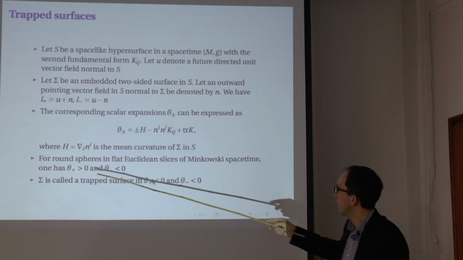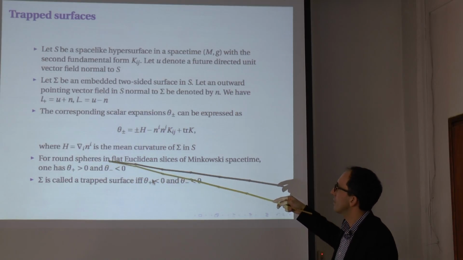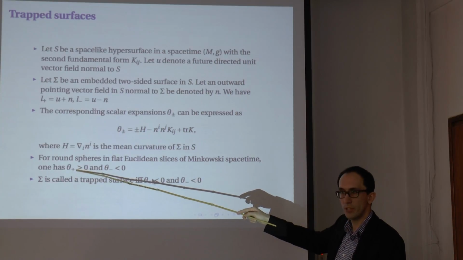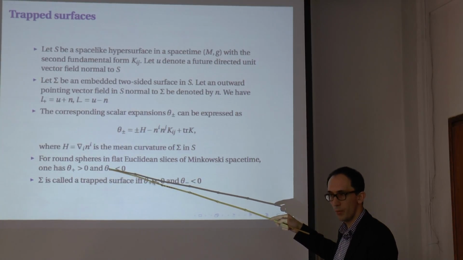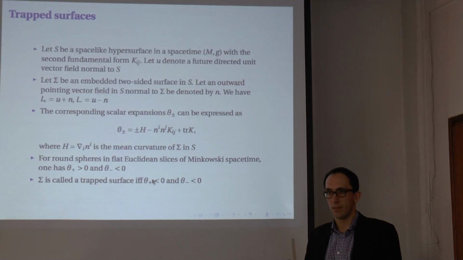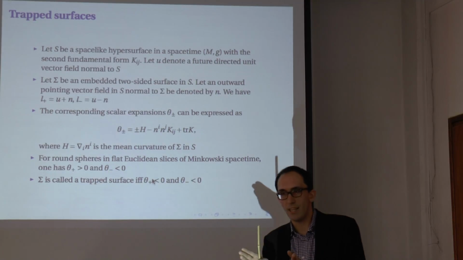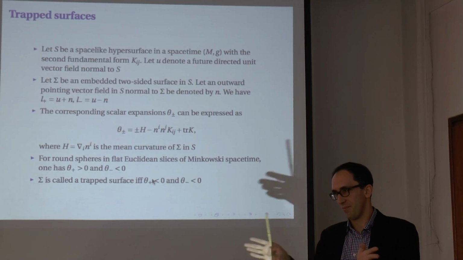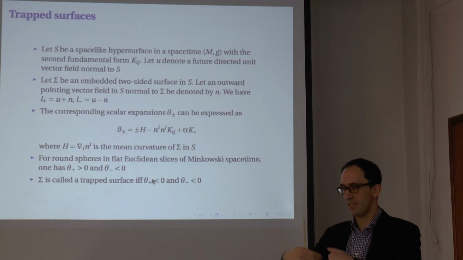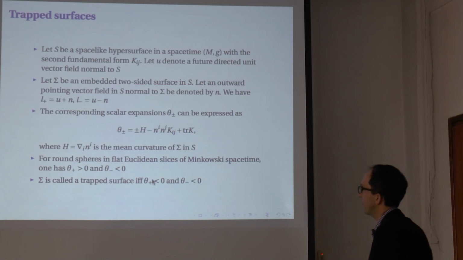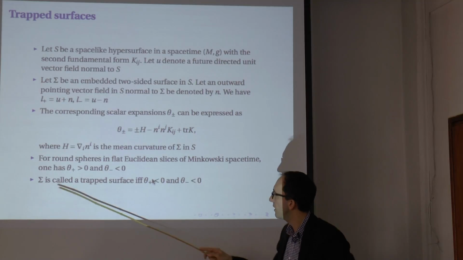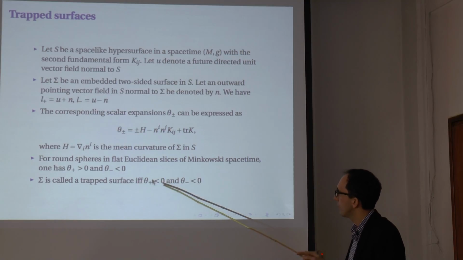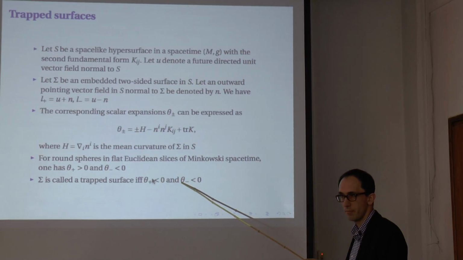Right. Now, basically, for round spheres in flat Euclidean slices of Minkowski spacetime, you have theta plus, which is positive, and theta minus, which is negative. So the null geodesics that are emitted outwards are divergent, and those emitted inwards are convergent. And that terminology is that sigma is called a trapped surface if and only if both thetas are negative. Right?